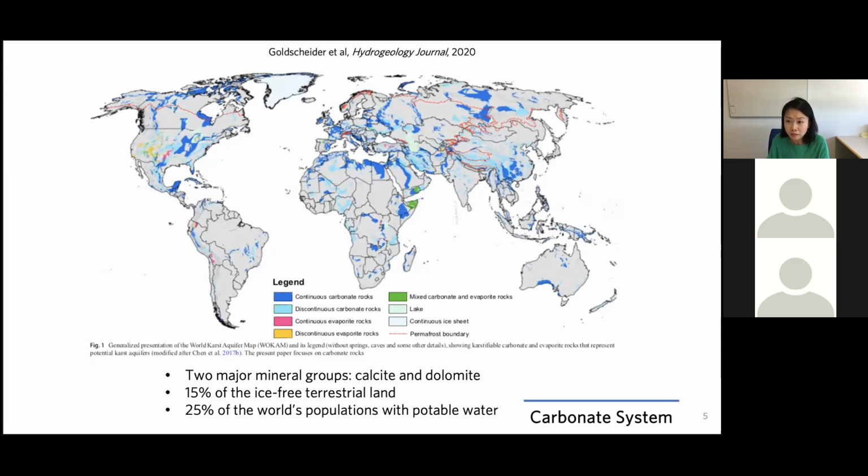You can see the surface exposure of carbonate rocks occurs in all sorts of places, in plains, in hills, in the mountains, and in a full range of climates, from arid to cold to warm areas. About 25%, so 1/4 of the world's population, rely on carbonate terrain for potable water. And this demonstrates the global importance of the carbonate system.